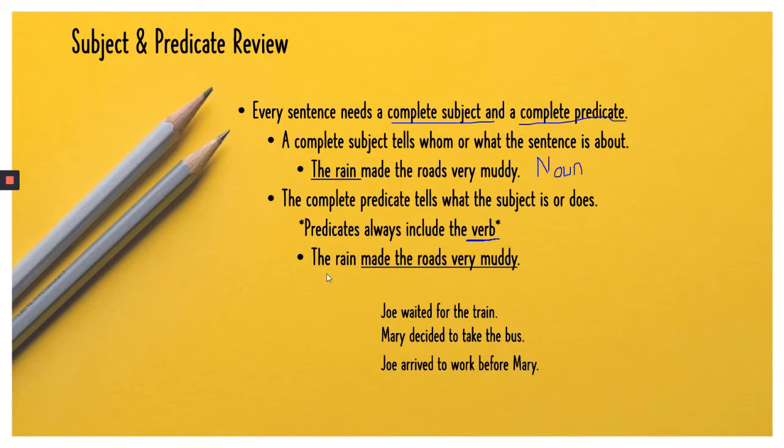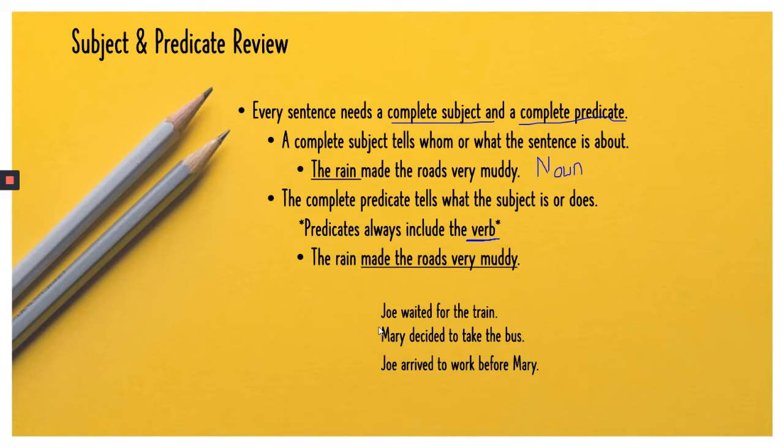So inside the same sentence, the rain made the roads very muddy. We know that the rain is the subject. It is the thing doing the action. The action the rain does is that it made the roads very muddy. Made is my verb, and the whole predicate, the whole part of it, is made the roads very muddy. So let's look at a couple of examples and separate between the two.